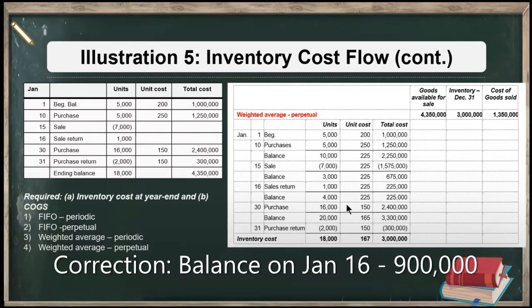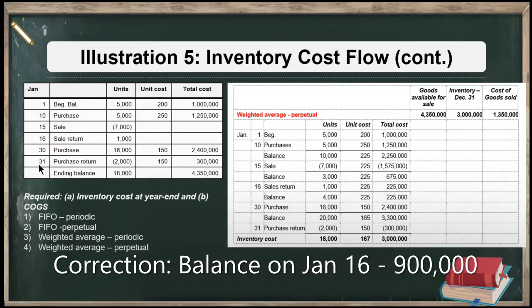Now we have a new purchase, 16,000 units at 150, that is 2,400,000. Again, this is 900,000 plus 2,400,000, that's 3,300,000. And we will get the new unit cost since there is a purchase. So 3,300,000 divided by 20,000 is 165.